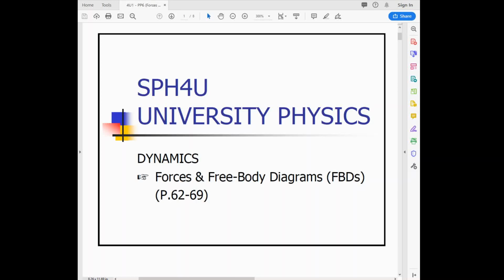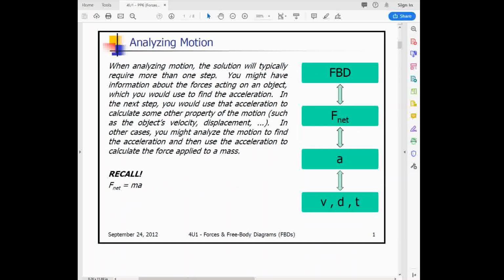So this next lecture is on forces and free body diagrams. It's section 2.1 in your textbook. Now this is an important slide, and I'd recommend you copy down what you see in green, the kind of chart that you see there.